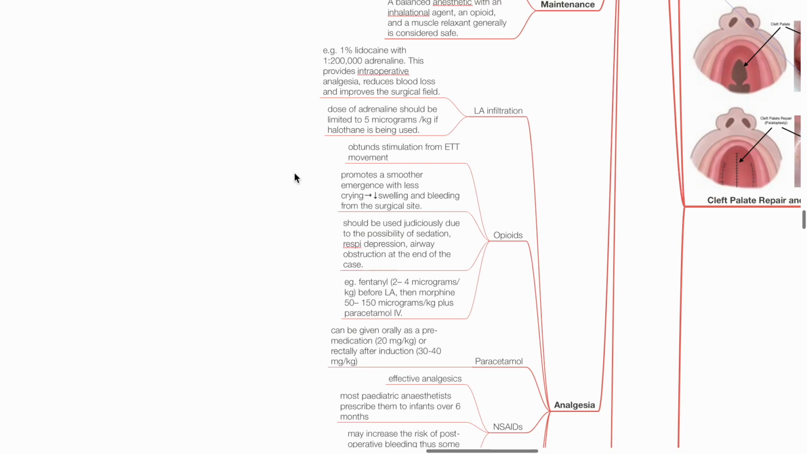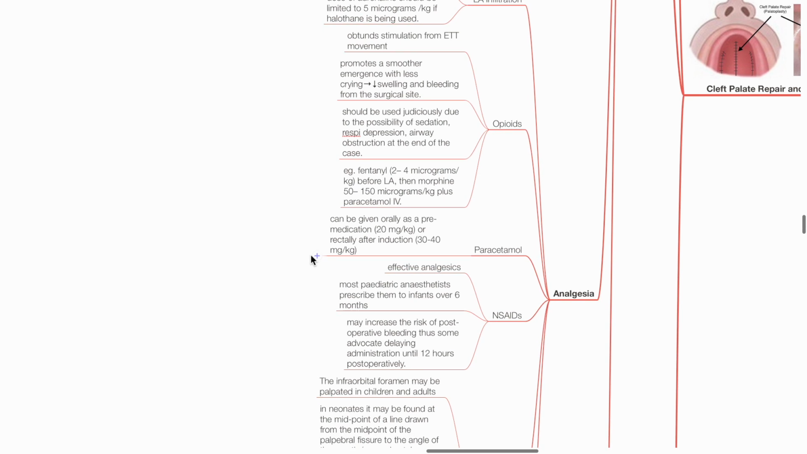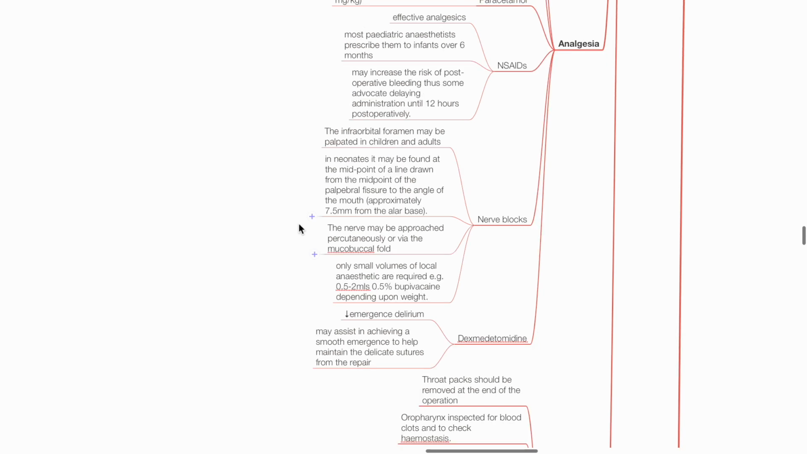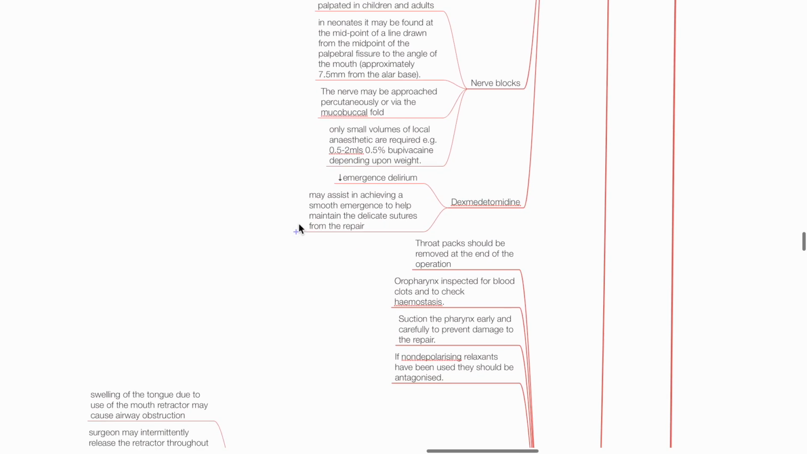However, opioids should be used judiciously due to the risk of sedation, respiratory depression, and airway obstruction at the end of the case. Paracetamol can be given orally as pre-medication or rectally after induction. Regarding NSAIDs, most pediatric anesthetists prescribe them to infants over 6 months old. However, there is a risk of post-op bleeding, thus some advocate delaying administration until 12 hours post-operatively. Infraorbital nerve block is a useful technique for analgesia. Dexmedetomidine may reduce emergence delirium and facilitate smooth emergence.